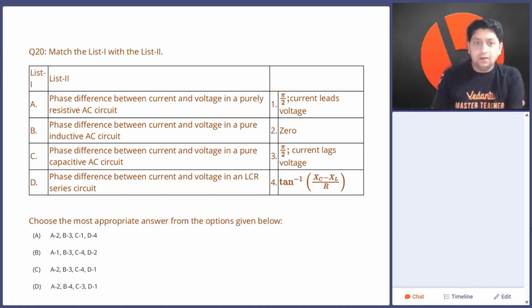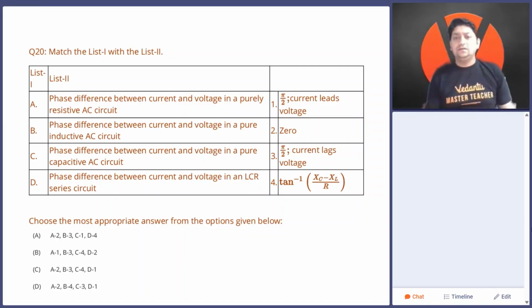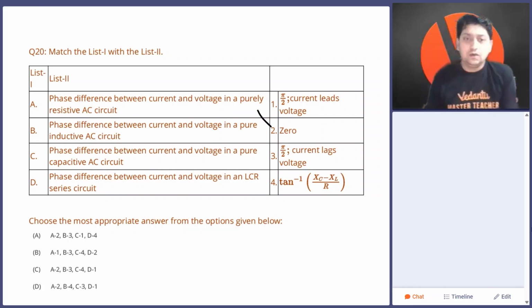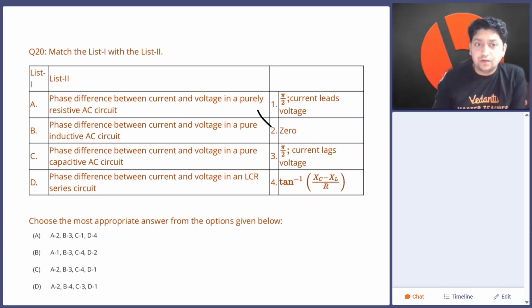Let's move to the next question. Match the list. Okay, the phase difference between current and voltage in a purely resistive AC circuit. The phase difference is 0. So in the case of a resistive circuit, it is 0. The phase difference between current and voltage in a pure inductive AC circuit is pi by 2, we know, but in this case the current actually lags the voltage, so B will be connected to 3, right? Next, the phase difference between current and voltage in a pure capacitive circuit: the current leads the voltage, so C will be connected to 1. So option A will be the correct answer. Option A is the correct answer.